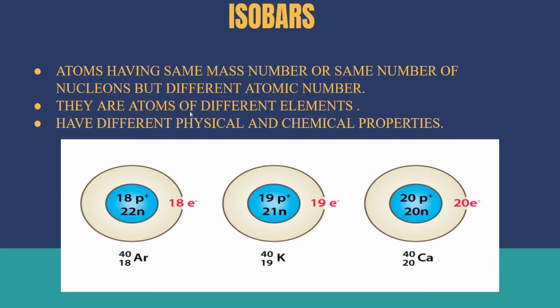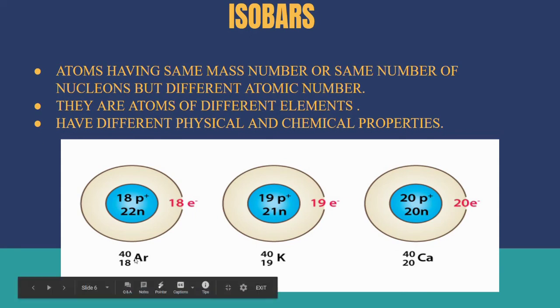Okay, and they are atoms of different elements, because if the atomic number is varying, they are different atoms, but they have the same number of neutrons. That is why they have the same mass number. Because they are different atoms, different elements, they differ in both physical and chemical properties.